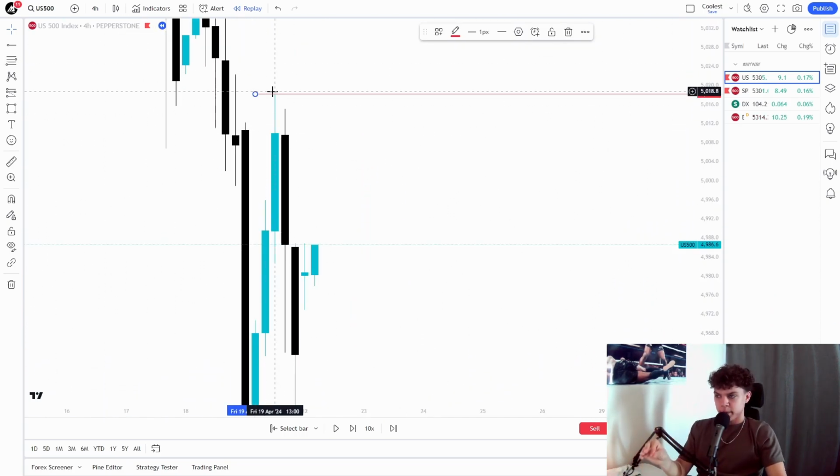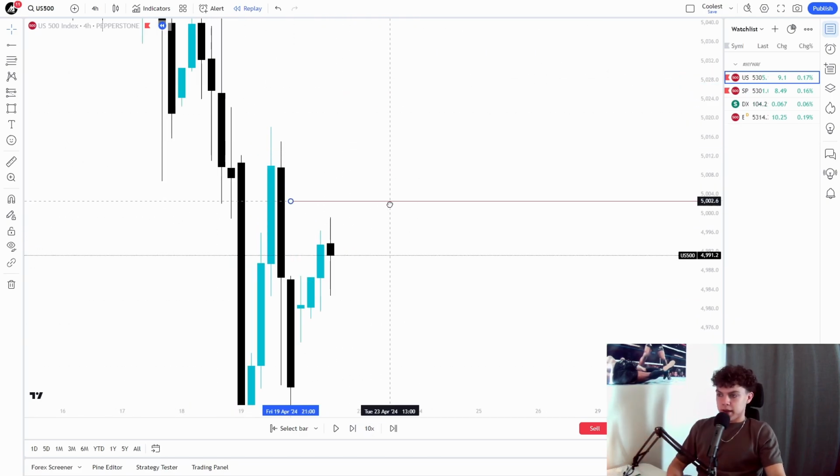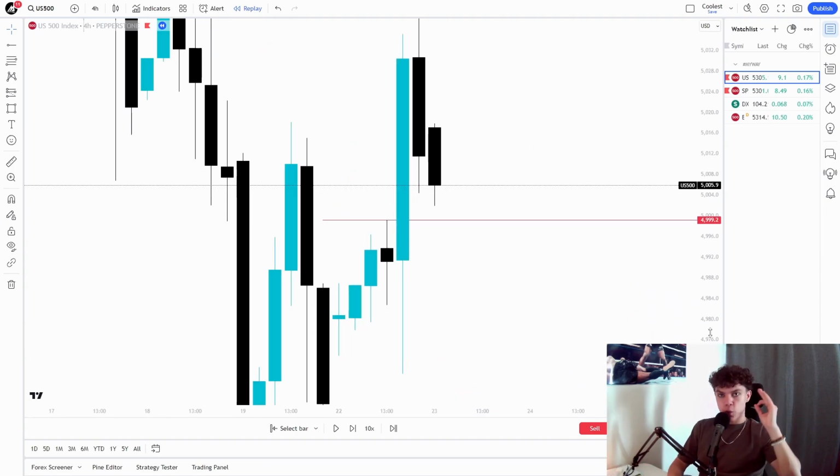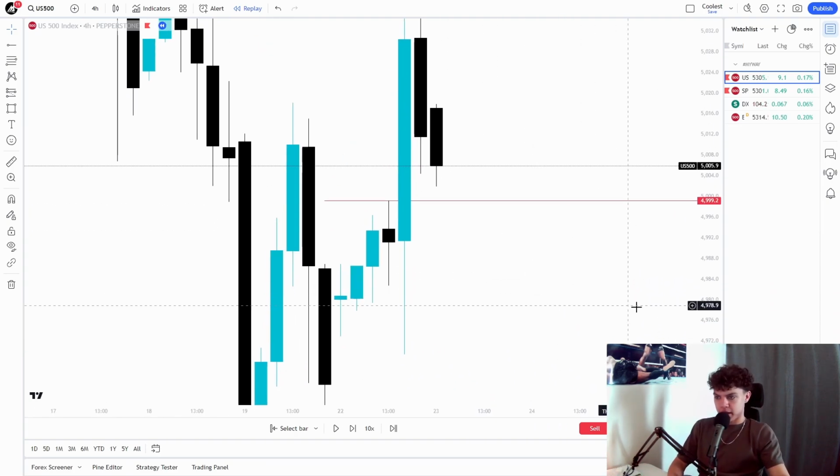Okay, guys, this is the most recent high. I want to see a breakout structure above this, okay? This is the most recent high. I want to see a breakout structure. Okay, guys, what do we have? We broke structure to the upside. What do we have now?